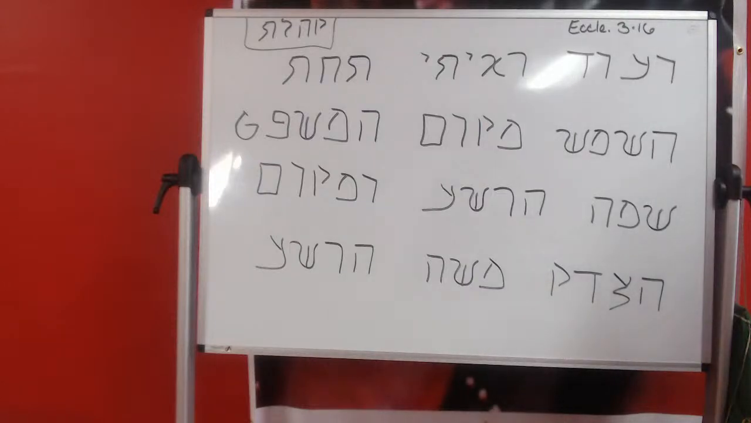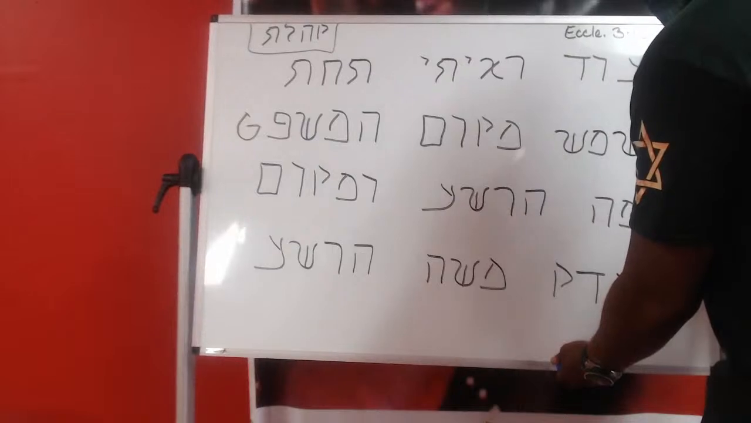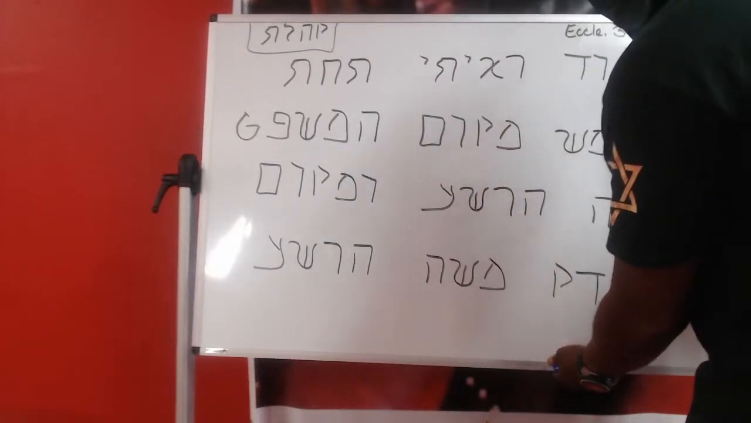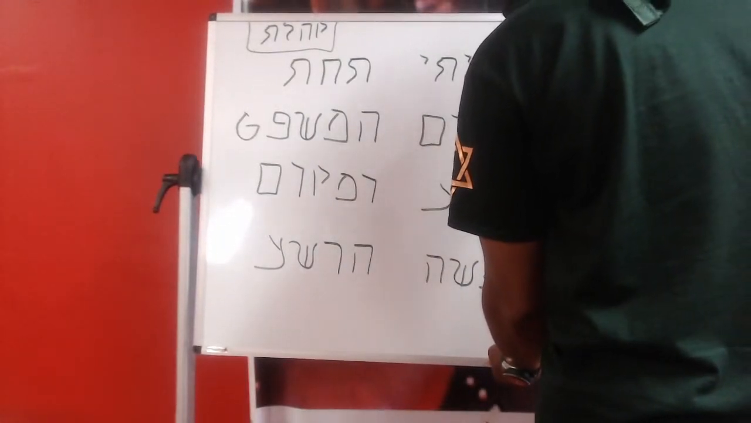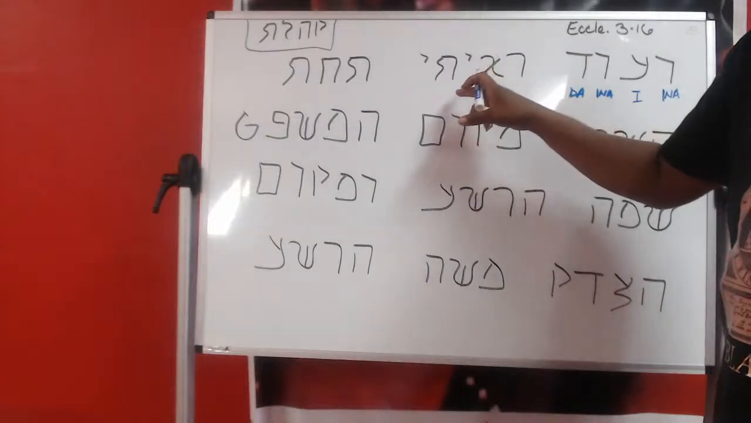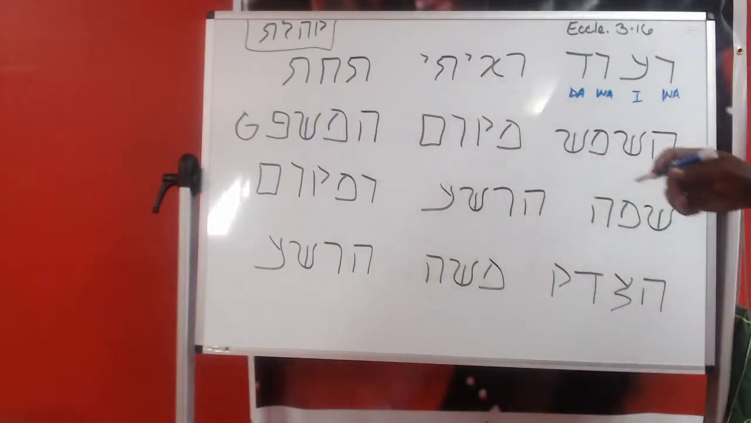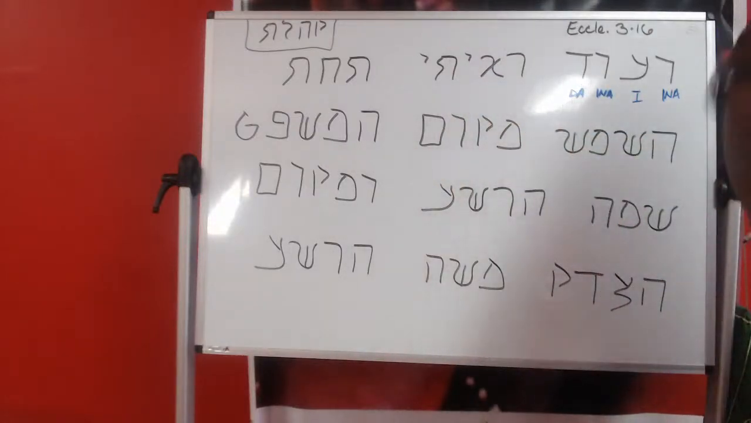Remember, we do read from right to left. Okay, so we have what? Ecclesiastes chapter 3, verse 16 in the Hebrew. Why? Oh, very good, very good. Okay, let's stop. So, Ra'aya. Very nice, very nice. Cool. Next.